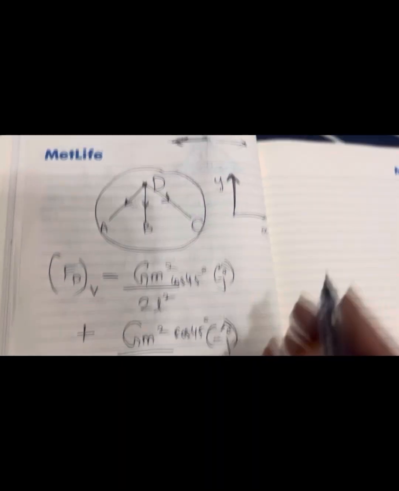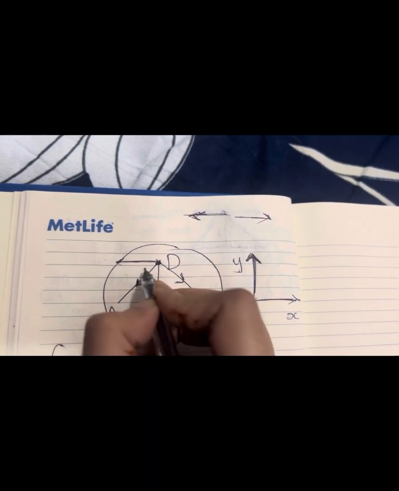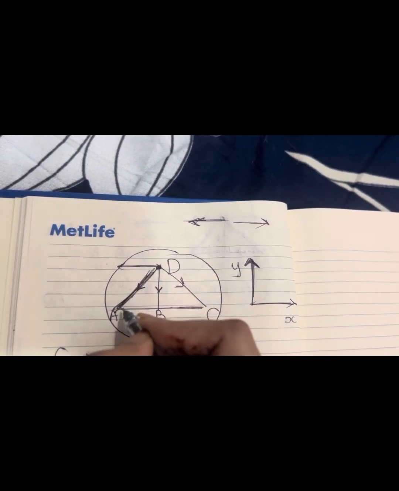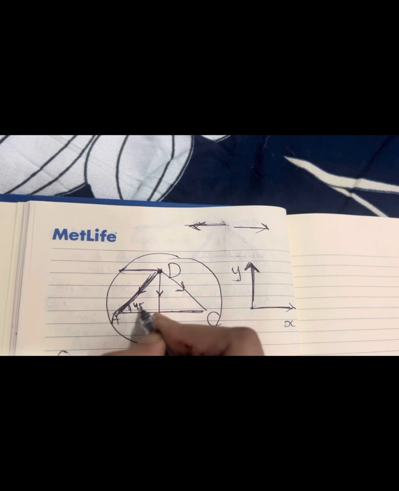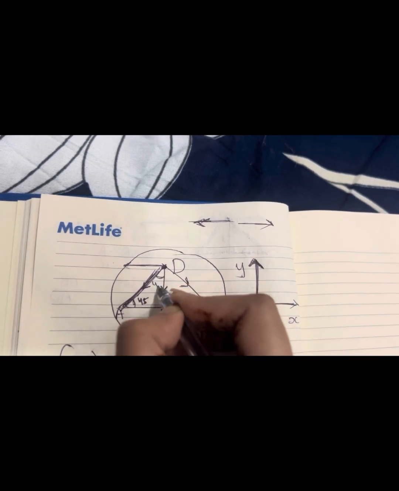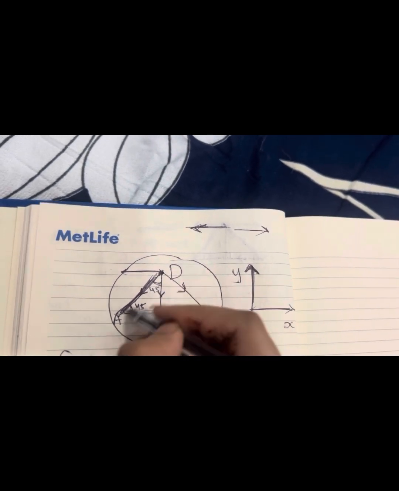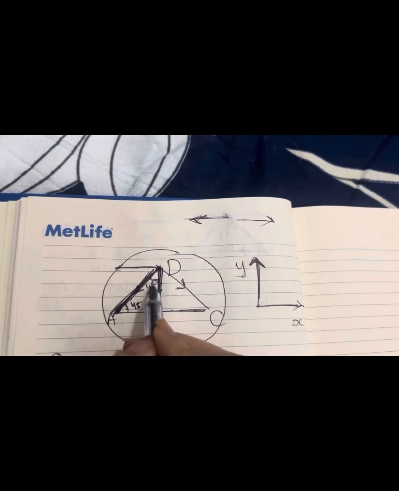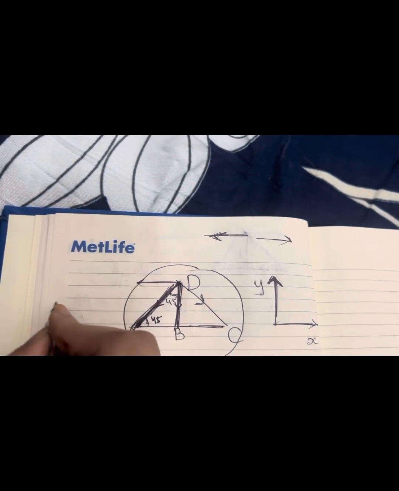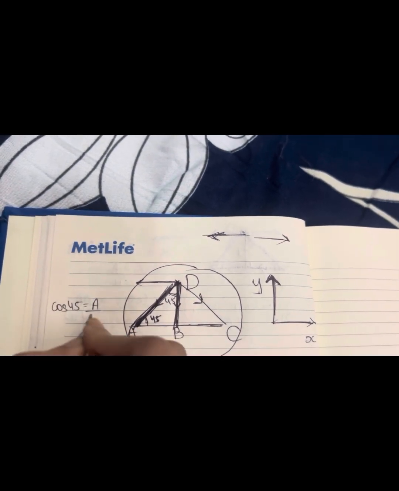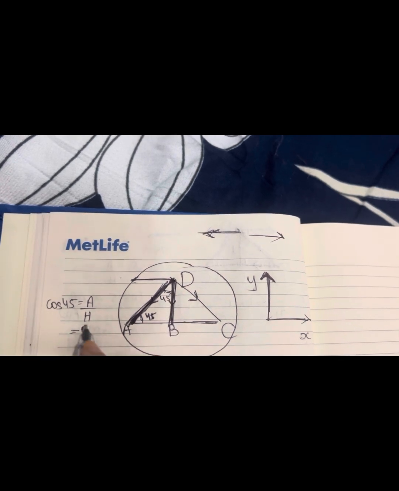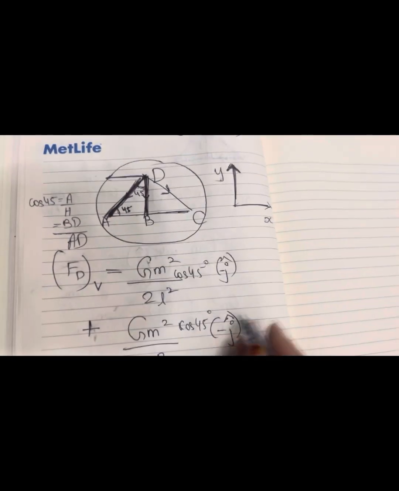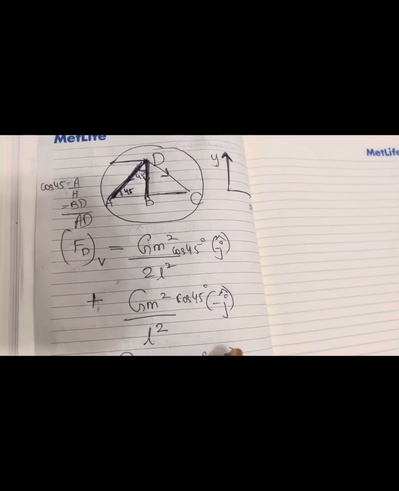Why cos 45? While coming down, we need this side. This is 45 and even this is 45. While coming down, what we need is the hypotenuse and the vertical. So here 45, cos 45 is adjacent upon hypotenuse. Adjacent side is BD and hypotenuse is AD. Okay, so here also we will take cos 45.